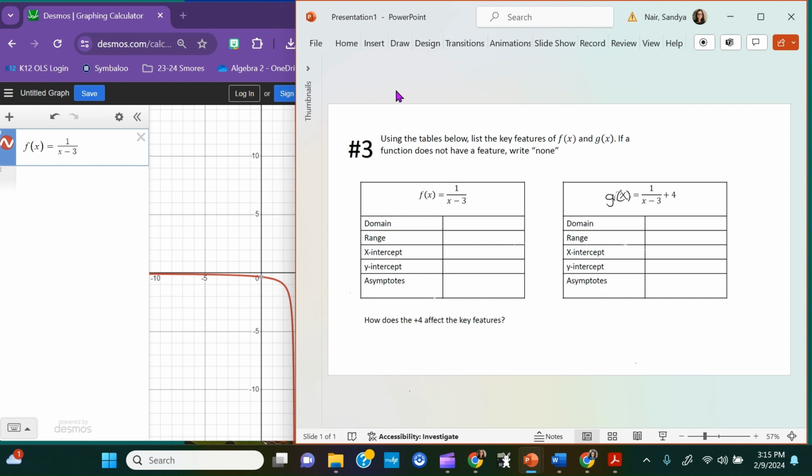Go ahead and try a problem that is similar to number 3 on your TGA. In this problem, it wants us to graph these two functions and describe the key features. So here I have 1 over x minus 3.